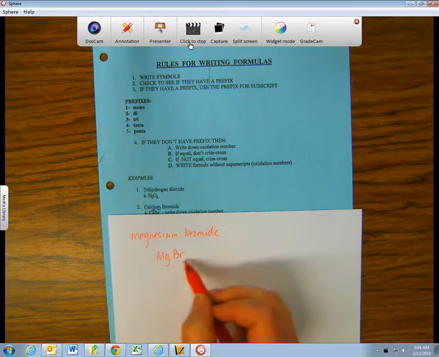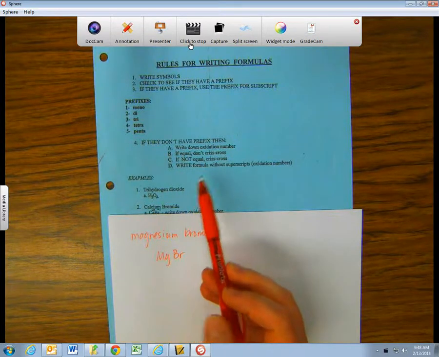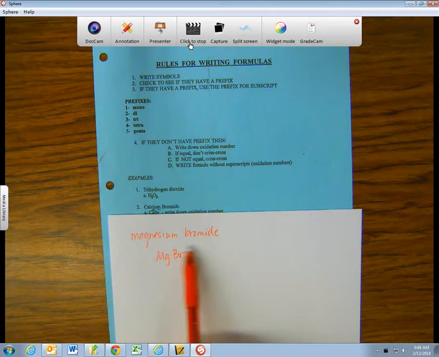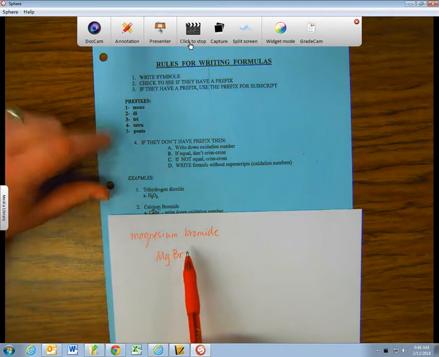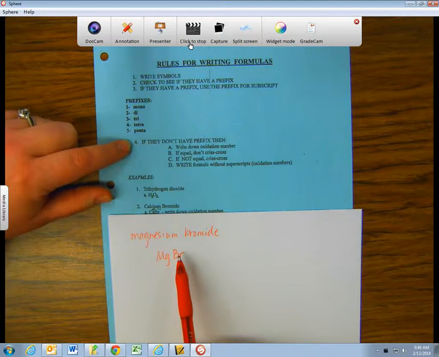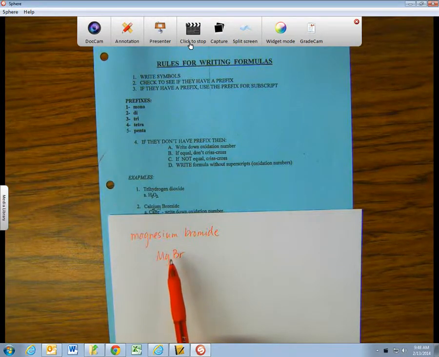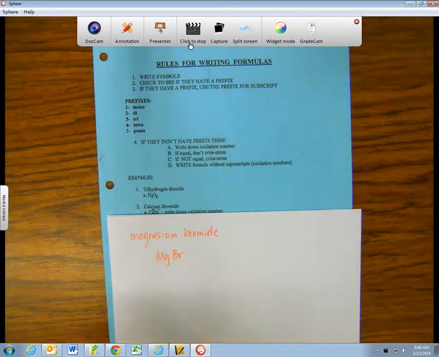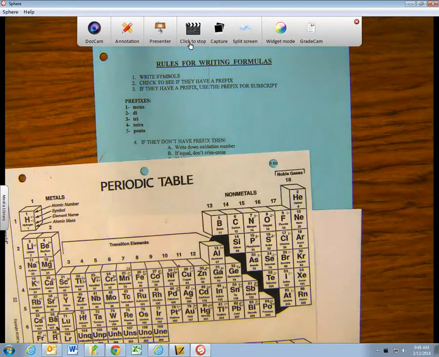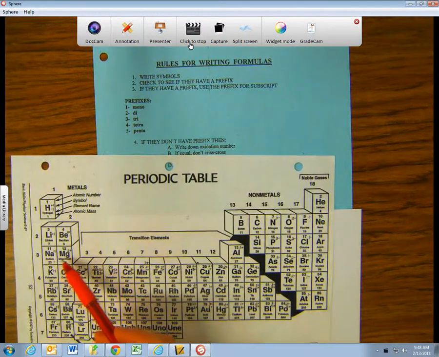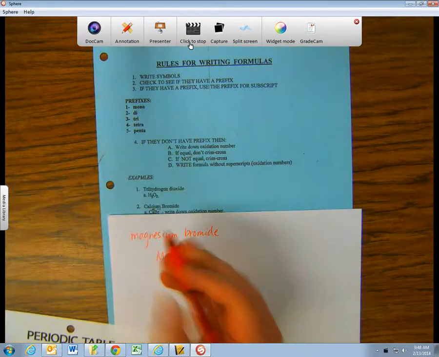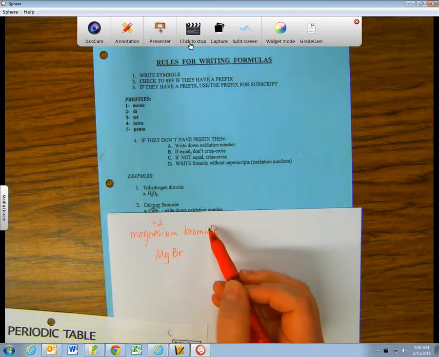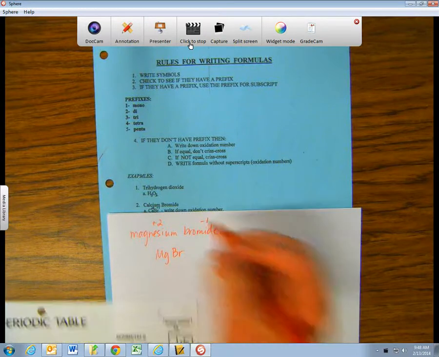If I need to put a subscript I can. So I wrote the symbols. I checked to see if they have a prefix. Neither of these has a prefix. So I'm going to skip down to step 4. It says if they don't have a prefix, then write down the oxidation number. So the oxidation number for magnesium is +2. So I'm just going to write that above the magnesium, and the oxidation number for bromide is -1. See right here for bromine.